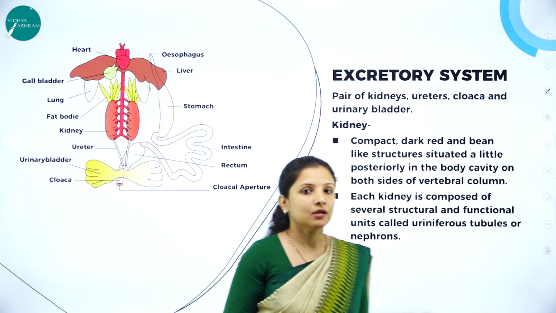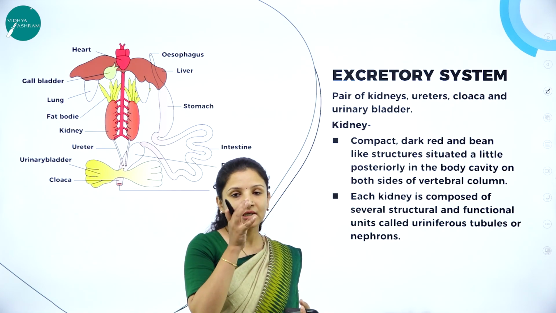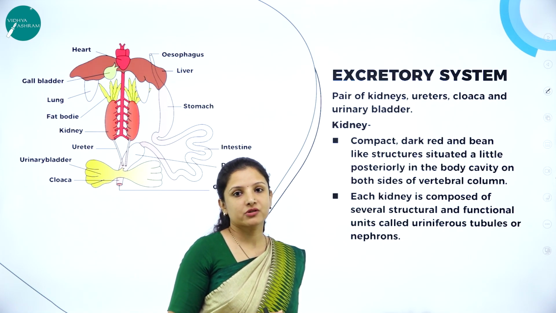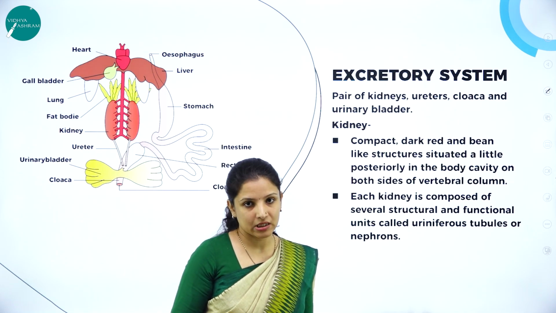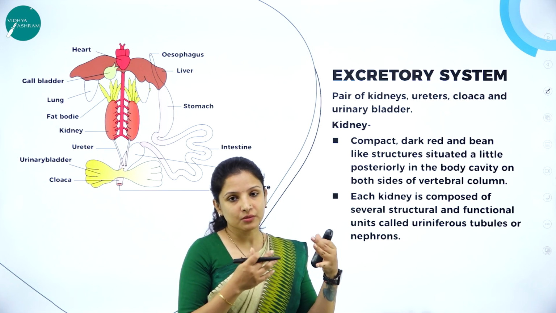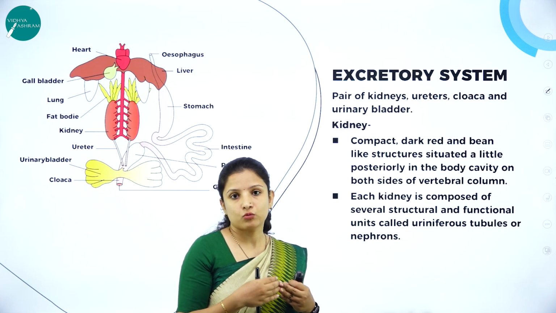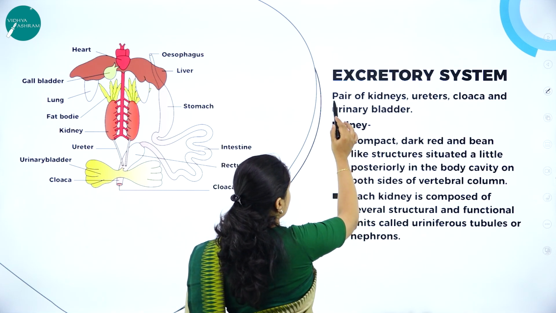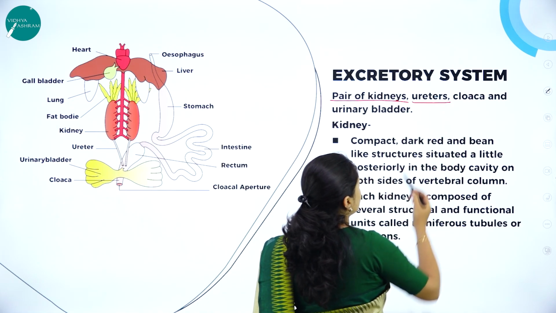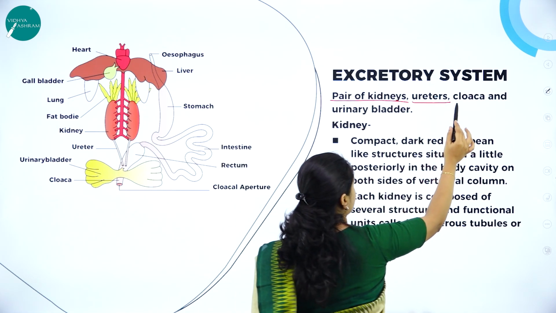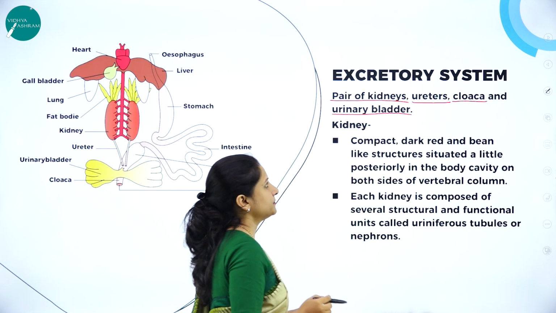So to begin with, what is the excretory system? The excretory system is the organs of the frog which participate in the process of eliminating the waste materials from the frog's body. During the elimination of the waste materials, a lot of organs are involved. What are those? They are made up of a pair of kidneys, that is 2 kidneys, then the ureters which are connected to the kidney, then the ureter connected to the cloaca, and then the urinary bladder.